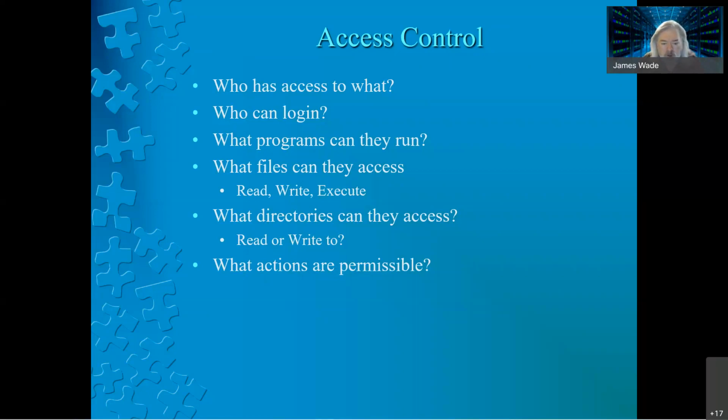Basically, when we look at access control, the only way you're going to be able to write to a file depends upon the file type. There are different file types when we get into Unix as well as Windows. What directories can they access? Once again, we can give them read privileges or write privileges to access that directory. And what type of actions are permissible? What are we going to allow that particular user access to?